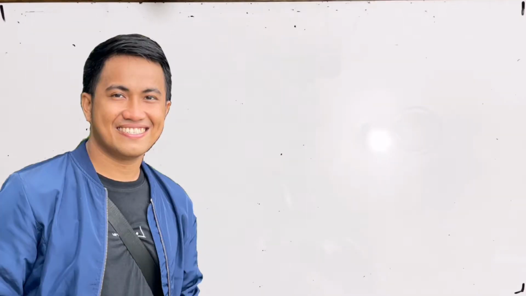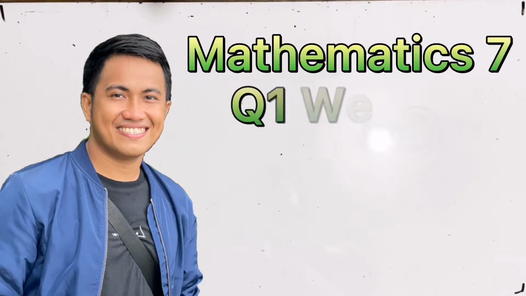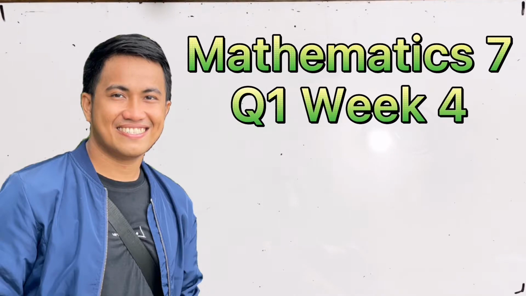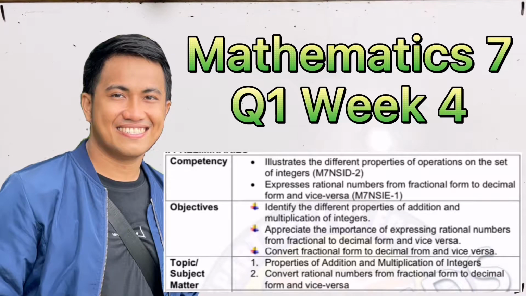Today, we will be talking about Mathematics 7, Quarter 1, Week 4. Competencies: Illustrates the different properties of operations on the set of integers. Expresses rational numbers from fractional form to decimal form and vice versa.